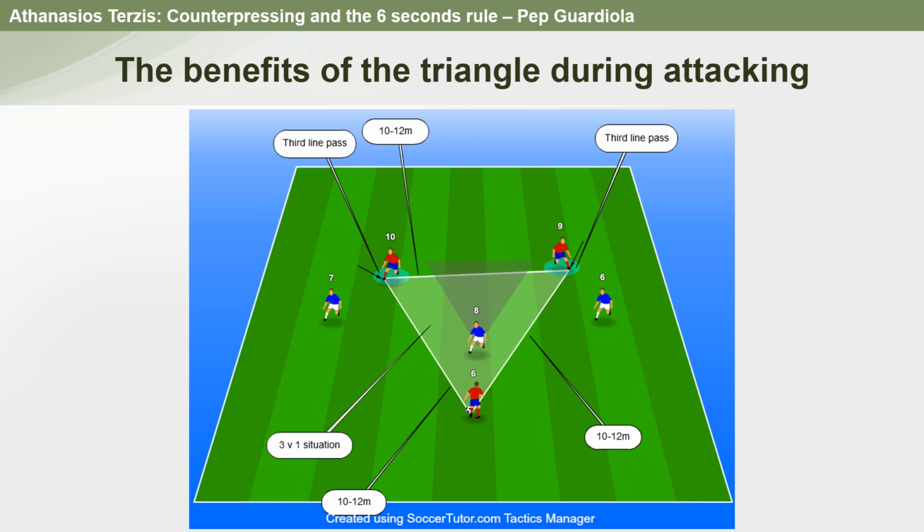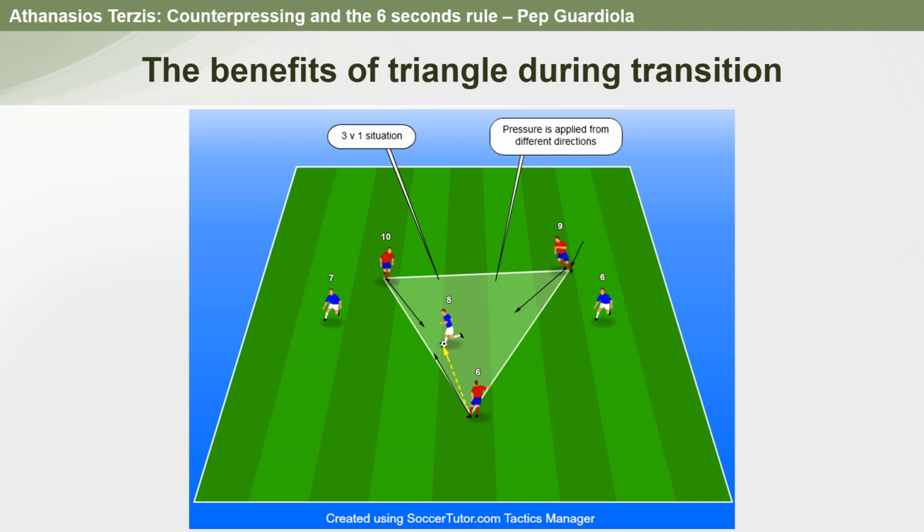Let's use the previous setup and take the triangle created by number 6, number 10 and number 9 of Barcelona in order to find out what the benefits of triangle creation are during the attacking phase. As long as the two players, number 10 and number 9, stay outside of the shadow of the defending player, number 8, there are two third-line passing options offered to the player in possession. Additionally, there is a 3-against-1 situation, which can prove very effective as long as the distances between the players stay short, from 10 to 12 meters.